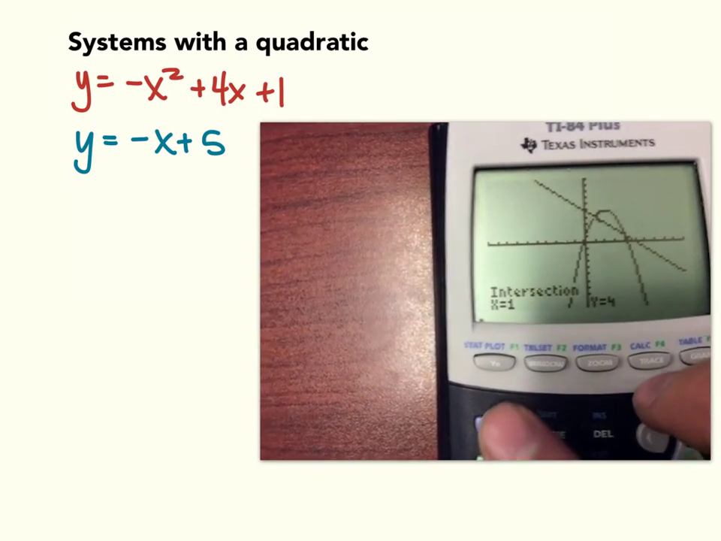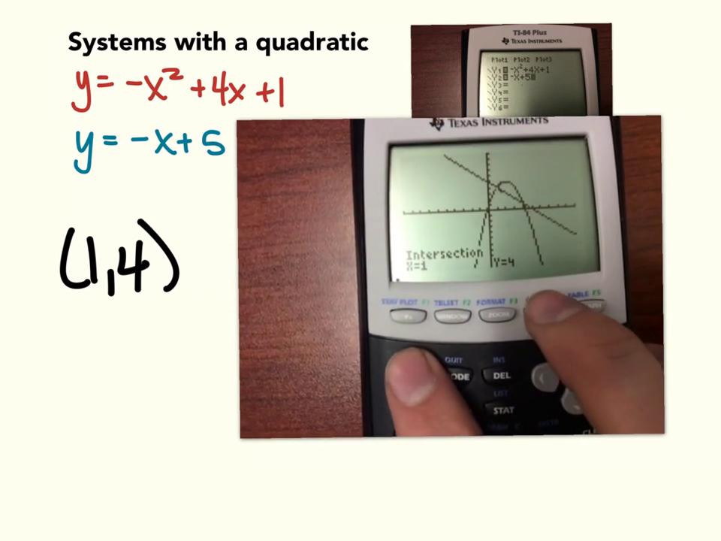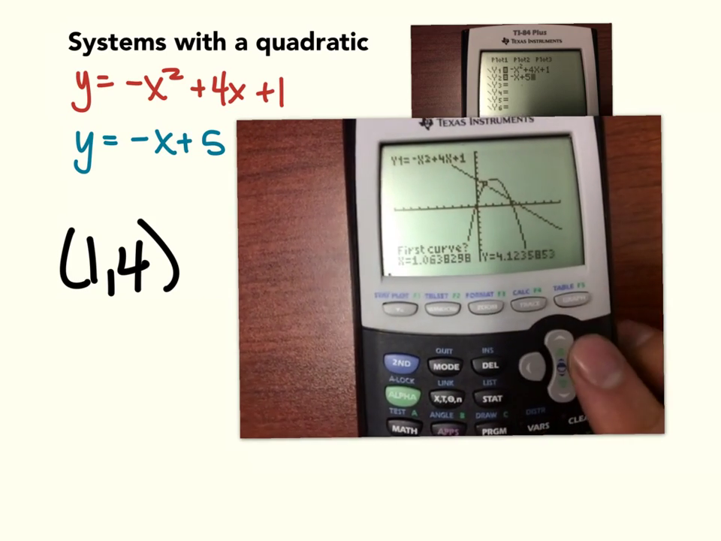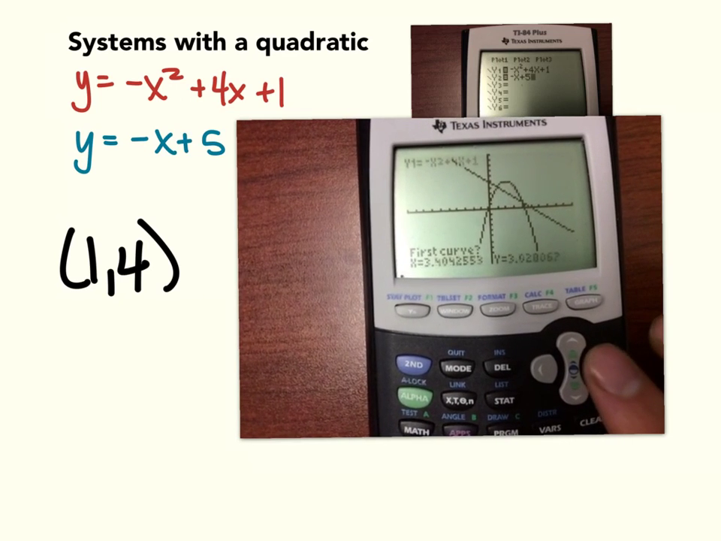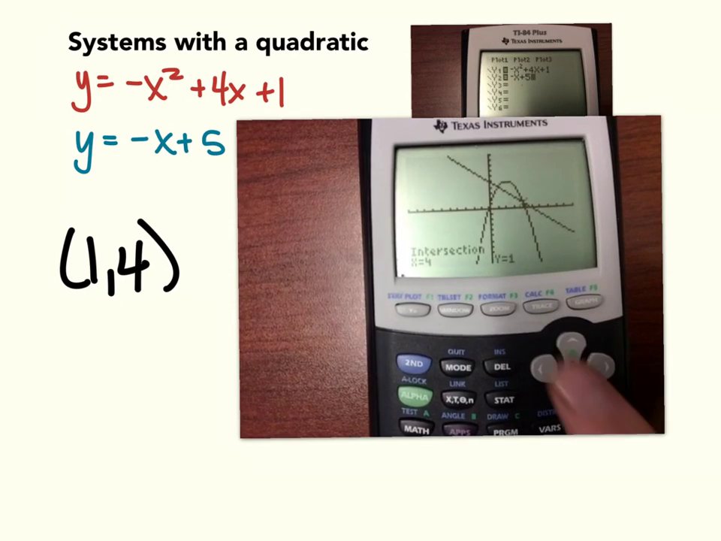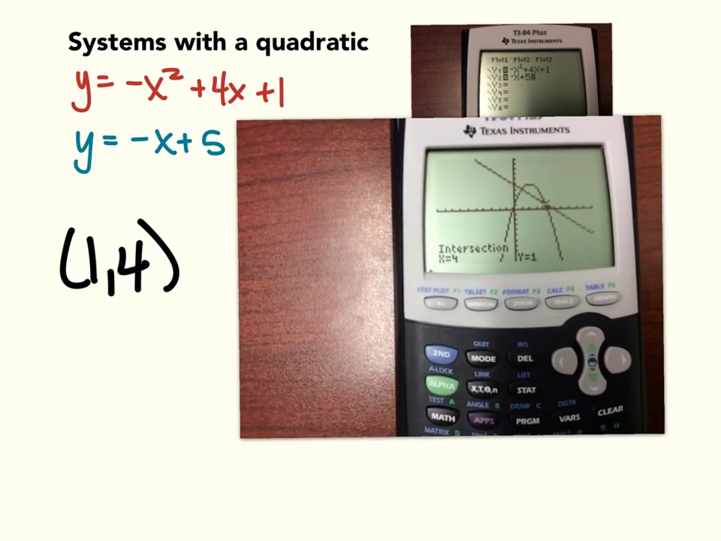And then whenever I do this again, this time whenever I do my second trace intersection, I want to move the spider a little bit closer to the other intersection. So first curve, second curve, guess, and that shows me that's at (4, 1). And now I've got both solutions.